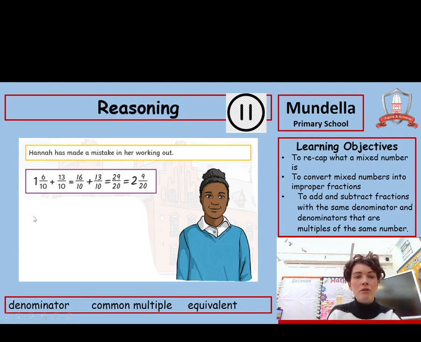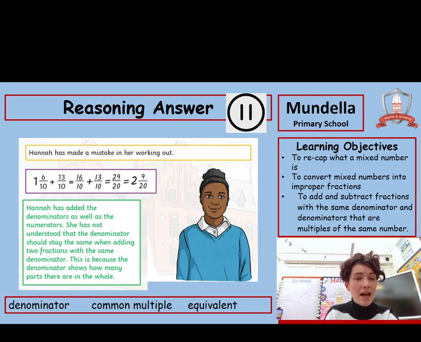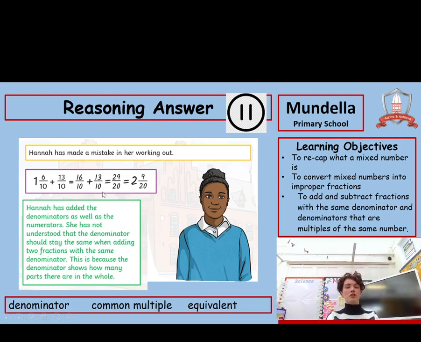Okay, and the answer is coming up on your screen now. So Hannah has added the denominators as well as the numerators. That's the problem here. She has not understood that the denominator should stay the same when adding two fractions with the same denominator. So look, 16/10 add 13/10. She's added the numerators together to make 29, but she's also added the denominators. That's not correct. It should be 29 over 10, not 29 over 20. The denominator has to stay the same because it's showing how many parts there are in the whole. Pause the video now to make your corrections.